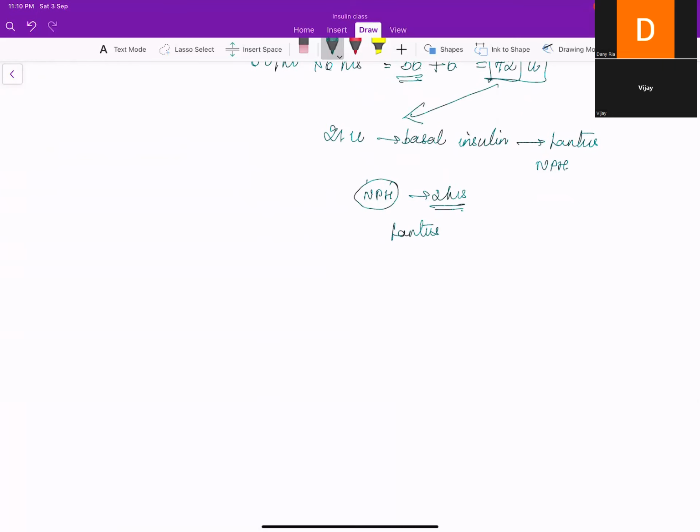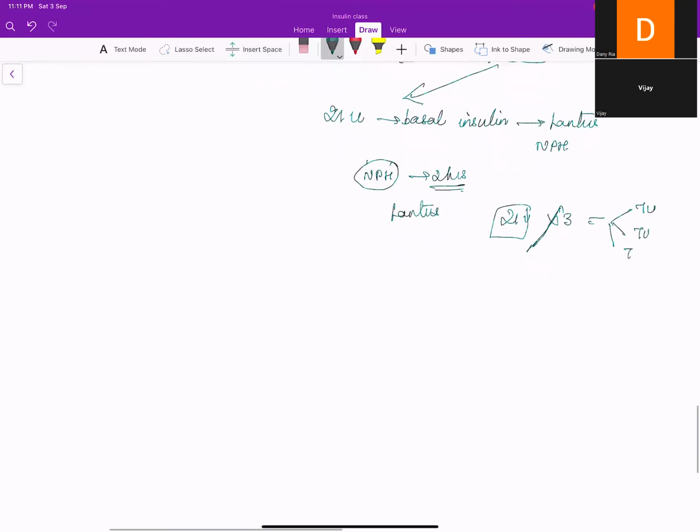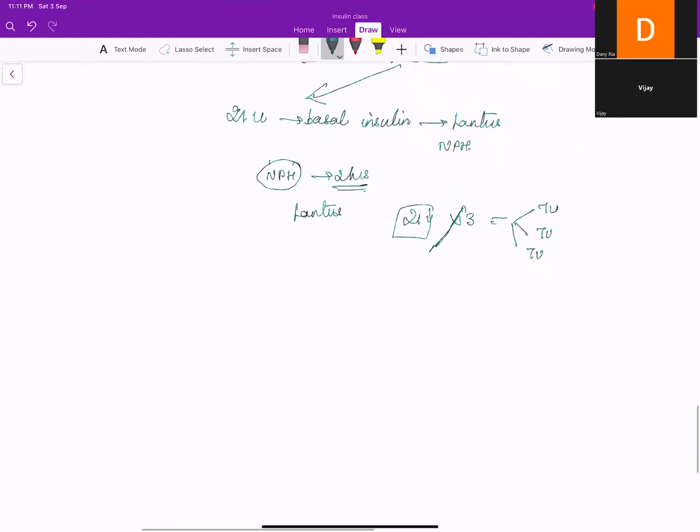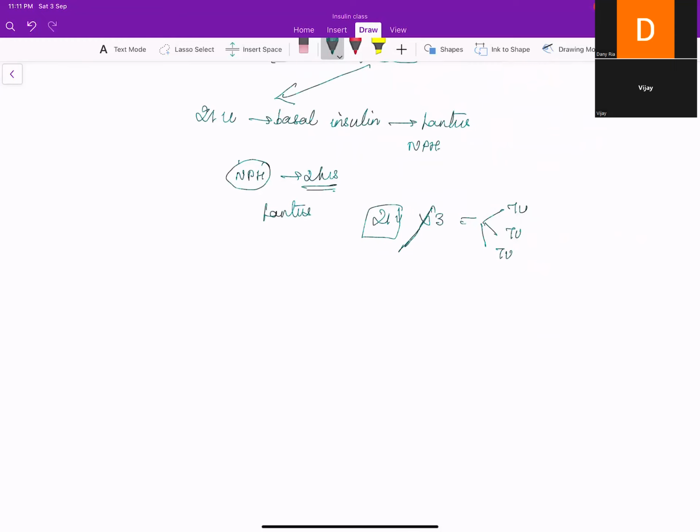Then the remaining will be based upon your calculation. So the remaining will be 21 units, right? That 21 units you divide into 3 for your 3 meals and give it as short-acting or ultra-short-acting insulin. So before stopping insulin, we give 21 units as basal. The remaining 21 we divide into 3 and give prior to every meal as a short-acting insulin. Then you have to see the sugar at the next meal.